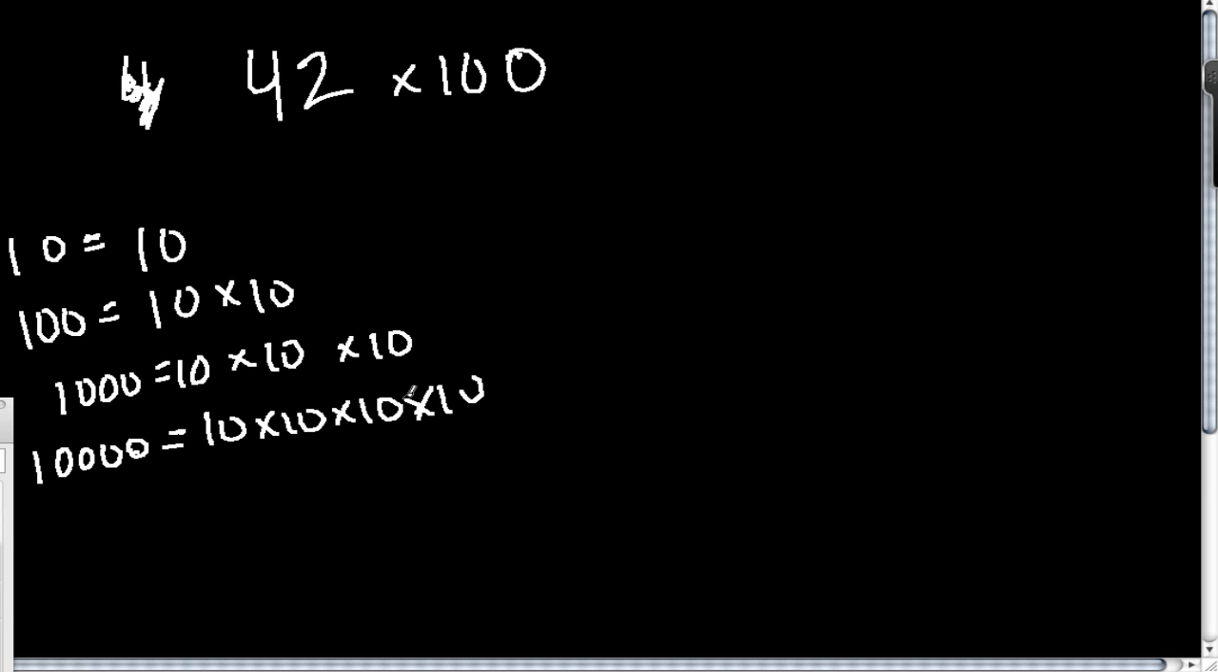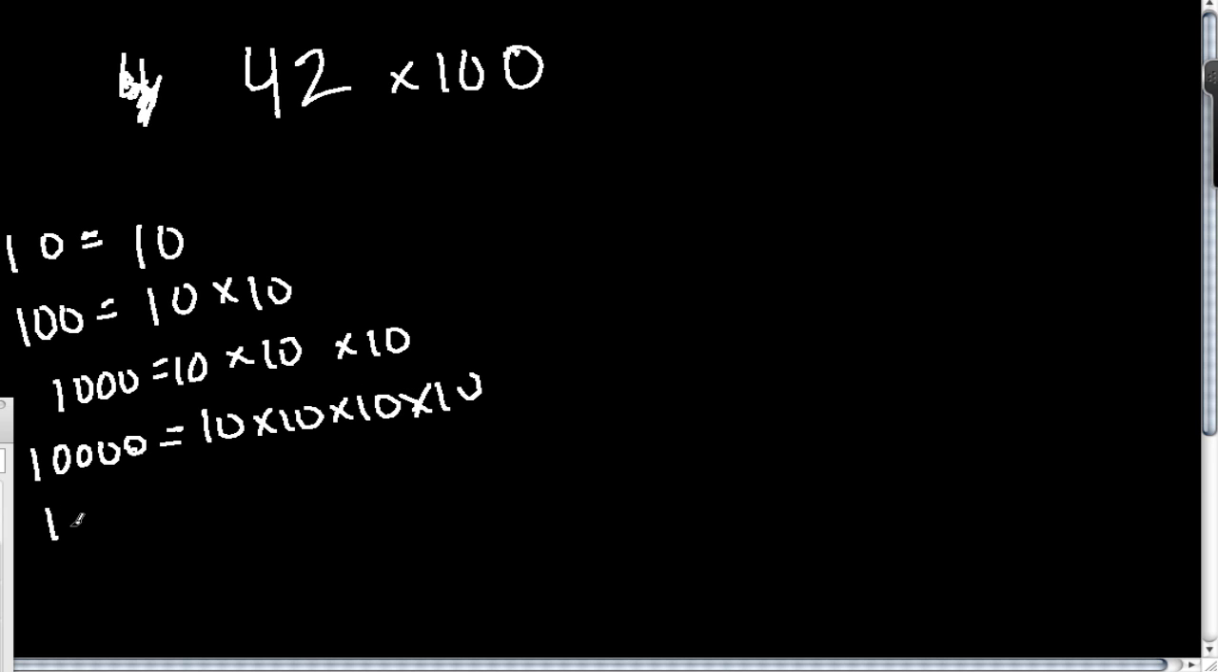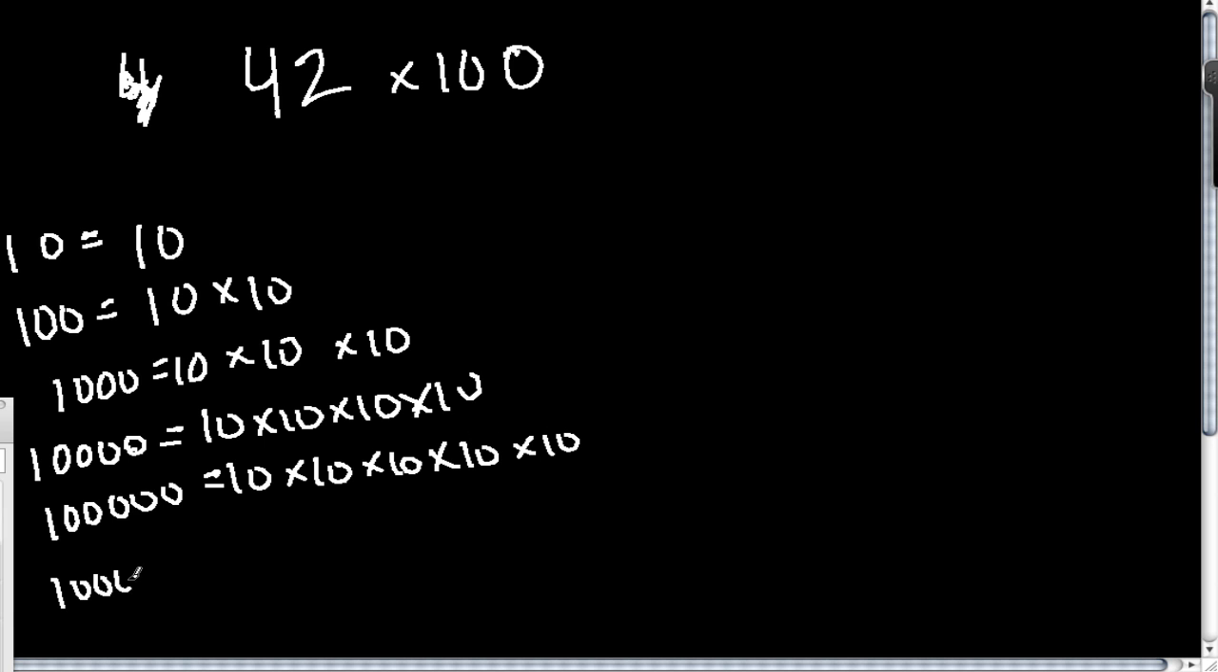You might see a pattern here. We'll do a couple more. And then after 10,000 we have 100,000, or 1, 0, 0, 0, 0, 0. In this case 5 zeros, and that's 5 tens multiplied by each other. And then we have the next number, a million, and that's 6 zeros, so that equals 6 tens multiplied by each other. 1, 2, 3, 4, 5, and then 6.